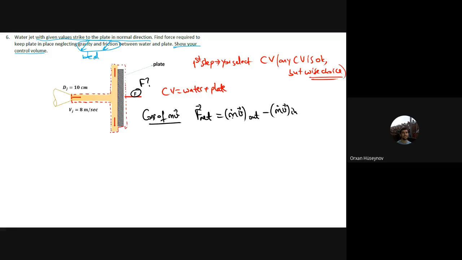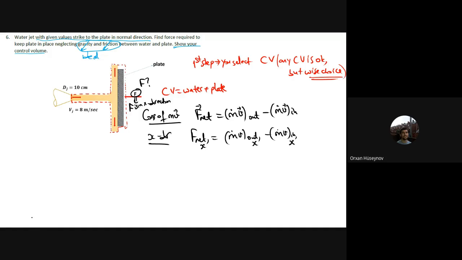What we are trying to find is this F, which is the force in the x direction. Therefore, I will not write the conservation of momentum in all of the vector components, but only the x direction component. For the x direction, F net in x direction will be equal to m dot v out in x direction minus m dot v in in x direction, which is a scalar equation.